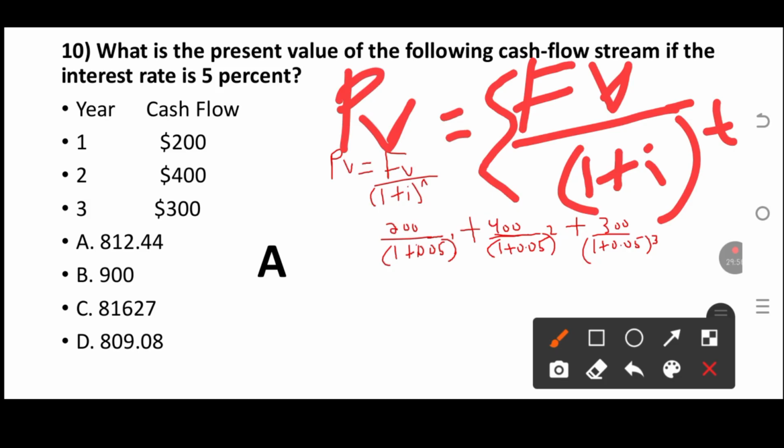If you calculate this, the final answer would be 812.44. I have calculated it, please calculate it too. It becomes approximately 812.44.